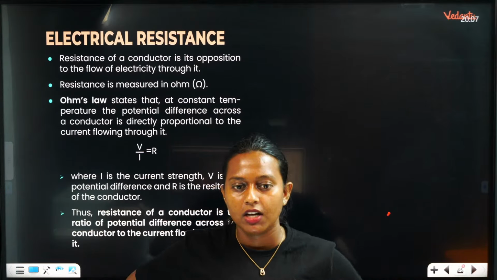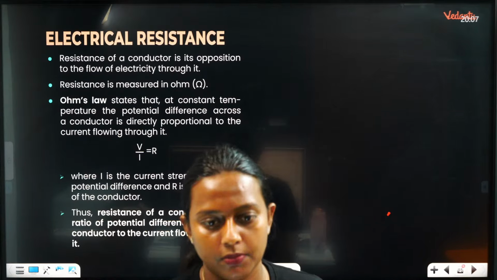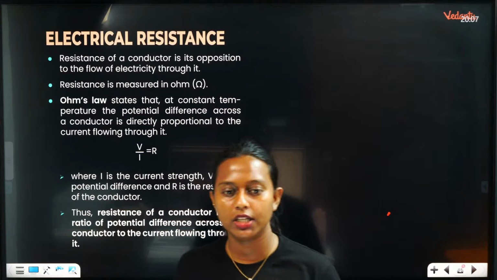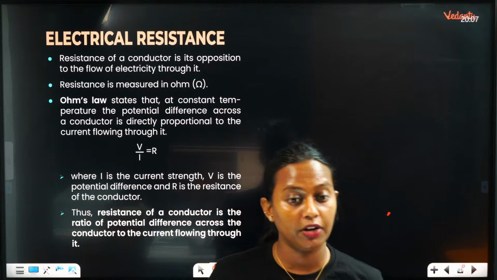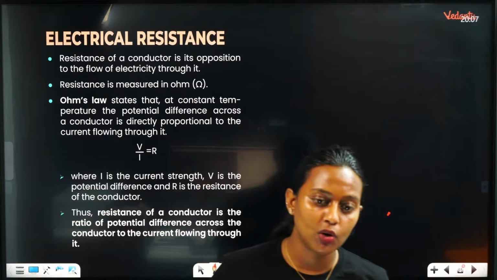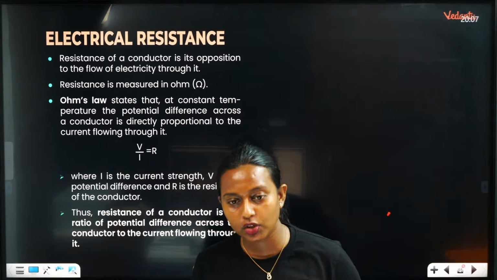Resisting the flow of current. Very good, Susmita. Opposing the flow of ions. It is the opposition provided by a conductor towards current.